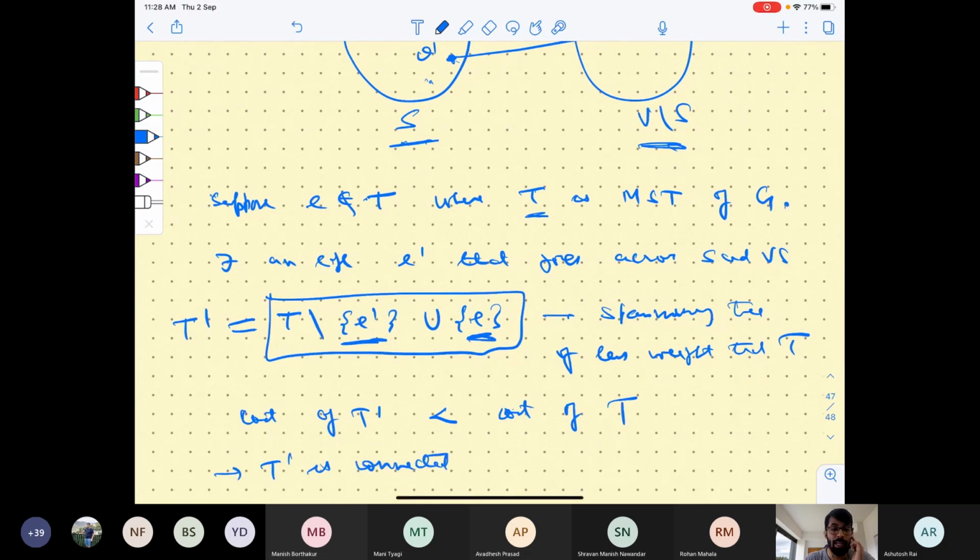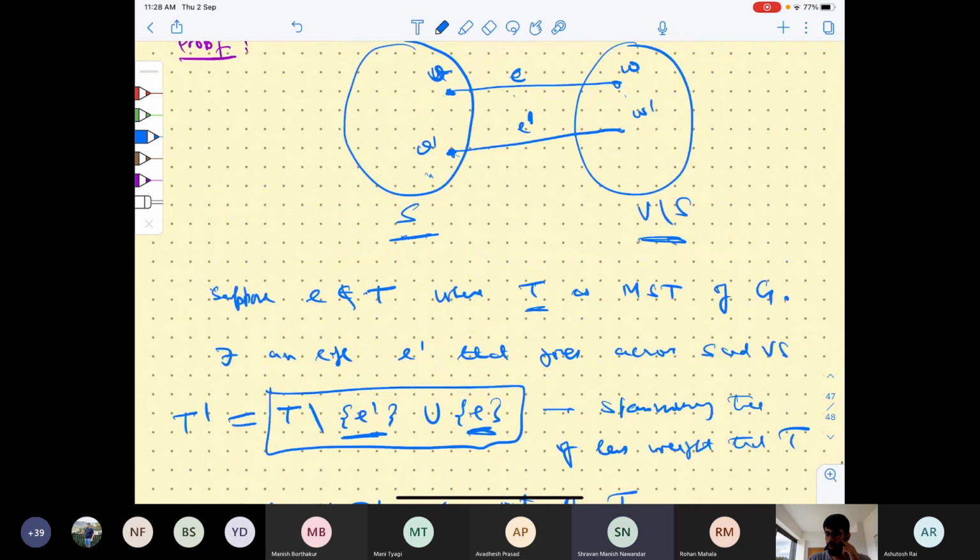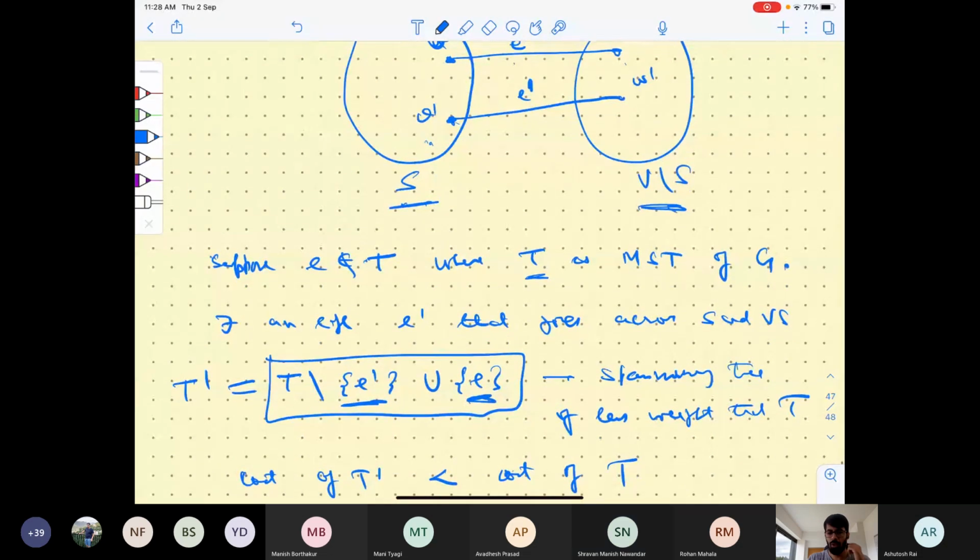T prime is a spanning tree. Sir, have you assumed that there is only one edge going from S to V minus S, which is E prime for now? No, no, no. I just looked at any edge which goes from S to V minus S. There can be many edges, but all of their costs are going to be more than E, because E is the minimum weight edge between S and V minus S.